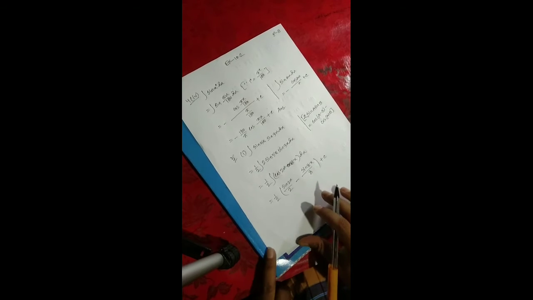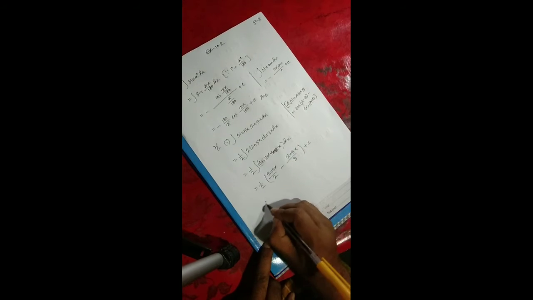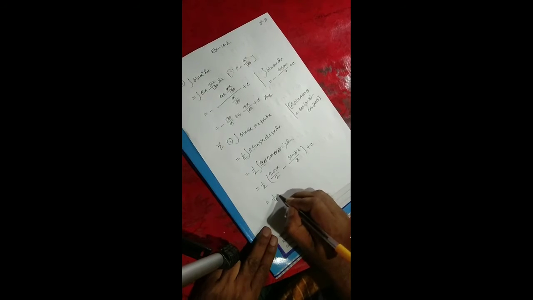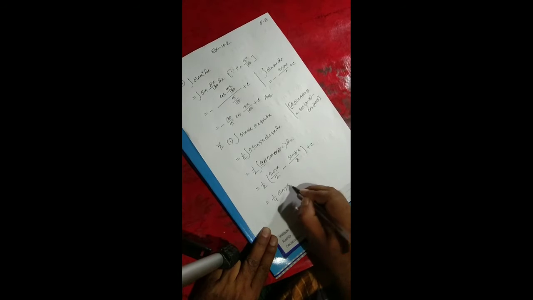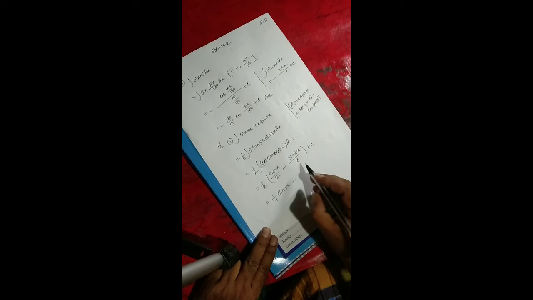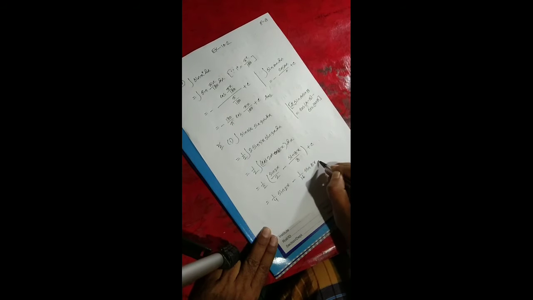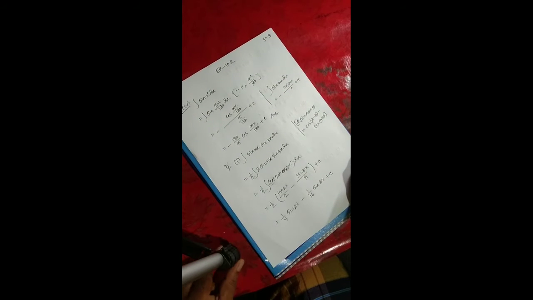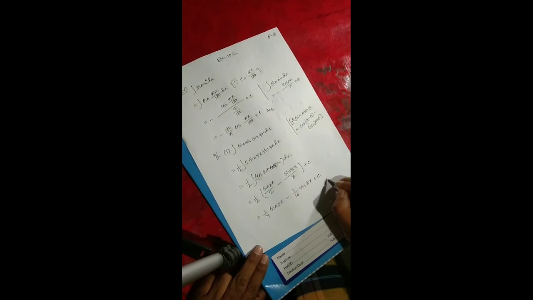Now we calculate it. 1 by 4 sin of 2x minus, 2 into 8 is 16, 1 by 16 sin 8x plus c. Done. This is the answer.